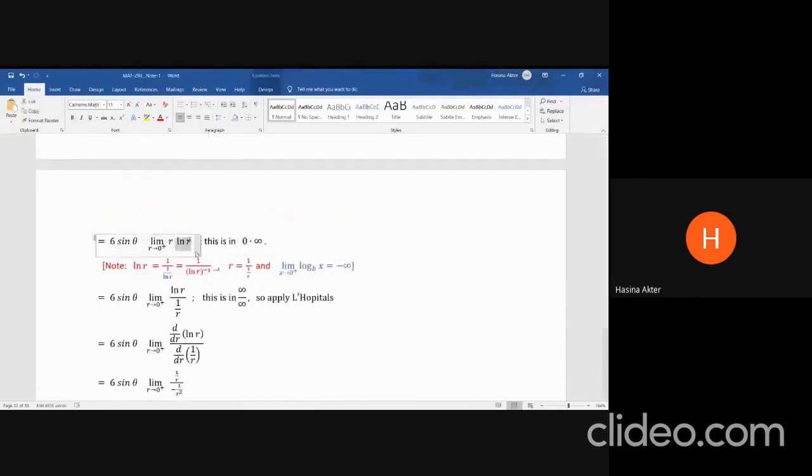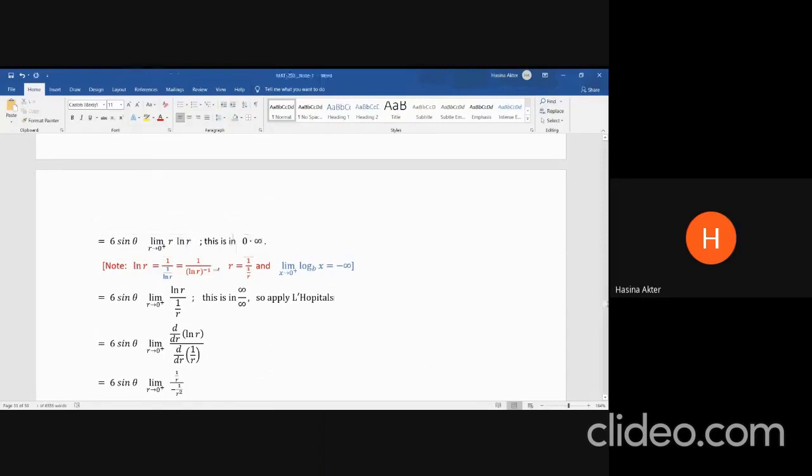We know that r cannot be negative, and since r approaches 0, definitely r is not 0 as well. R is a positive number. So if the input r is close to 0, then natural log of r is close to negative infinity. Ignore the negative for the time being.